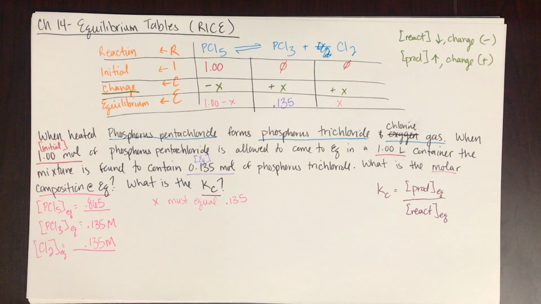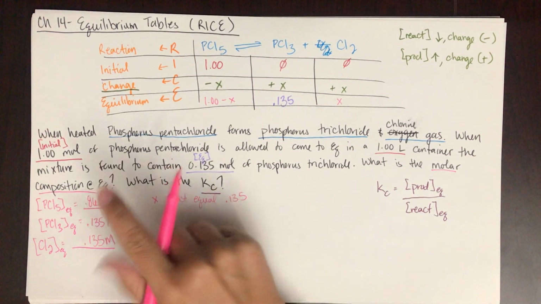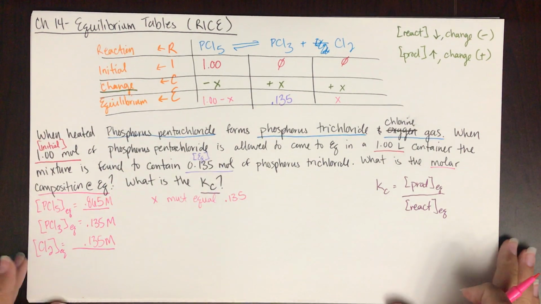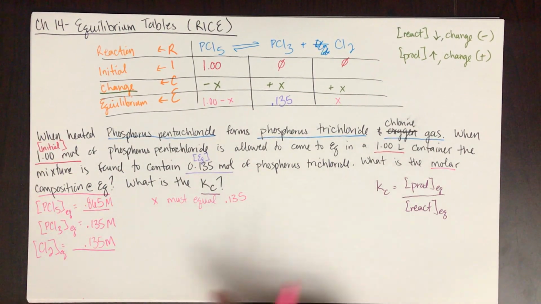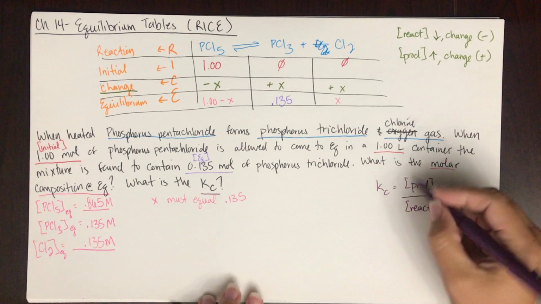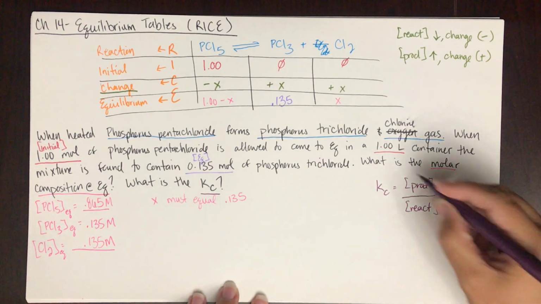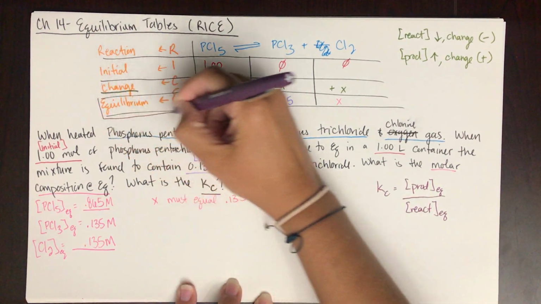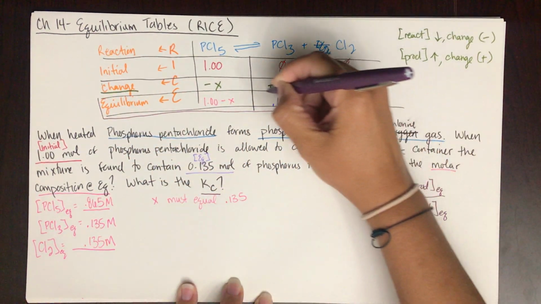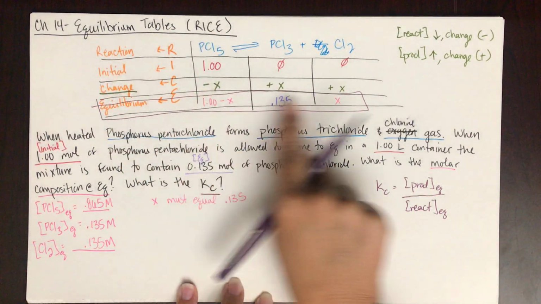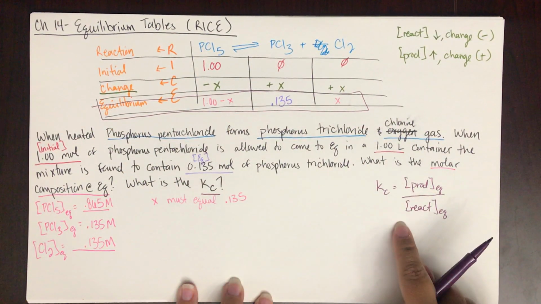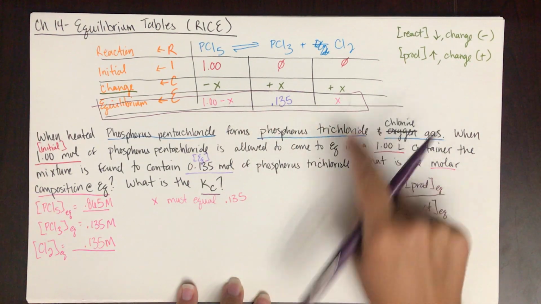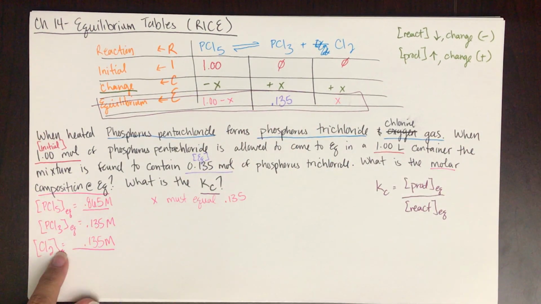What is the molar composition at equilibrium? 0.865 molar PCl5, 0.135 molar PCl3, 0.135 molar Cl2. So that's the first step. The next step is, what is the Kc? Whenever you're using the Kc, you are using the product and reactant concentrations at equilibrium. This is the row of the table that you want when you're talking about solving for the Kc. Only the equilibrium concentrations, which we've solved for down here.